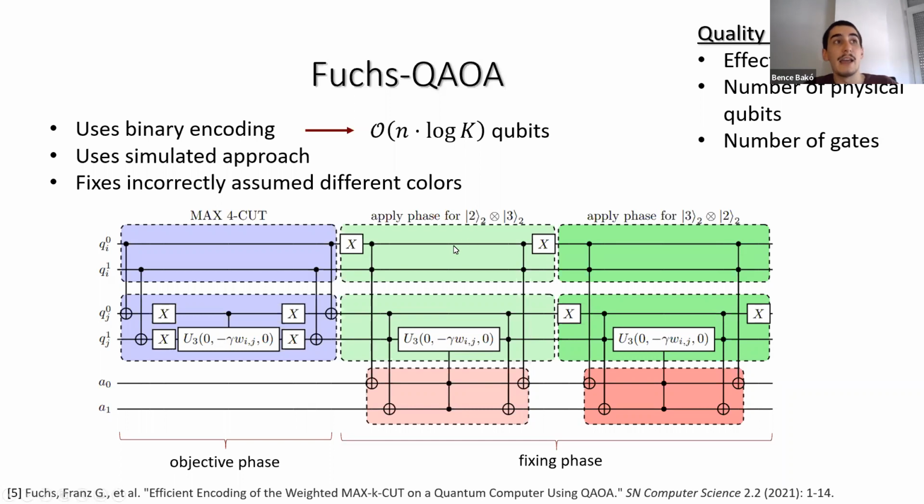Then we have to apply the fixing phase for the states 2 tensor 3 and 3 tensor 2 in the case of 2 vertices, let's say, because if we only have 3 colors, then 0, 1, 2 are the valid ones, and 2 and 3 should mean the same thing. So we need a fixing for this.